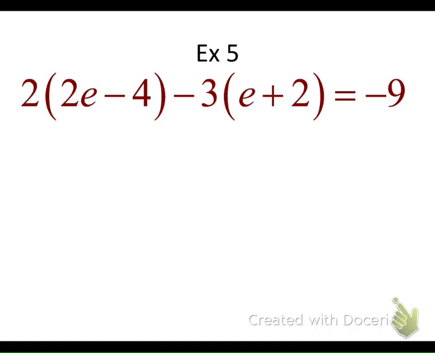equation. All right, so example 5, we have 2 times 2e minus 4 minus 3 times e plus 2 equals negative 9. So this is a really long one. We're going to start it the same every single time. I'm going to make sure I circle all of my variables. In this case, I have 2. And I'm going to start by simplifying each side of the equation. What that means, I'm going to simplify each side of my line of equality.